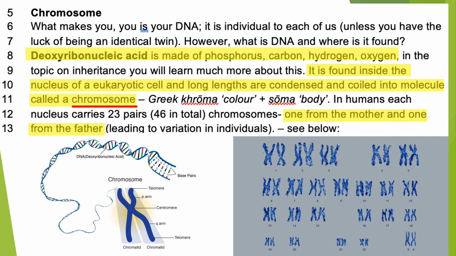So one of the chromosomes comes from your mother, and one of the other chromosomes comes from your father. Before an egg is fertilized, an egg will have 23 chromosomes, and a sperm cell will have 23 chromosomes as well. And when they meet, they combine all their chromosomes together to create 46 in total.